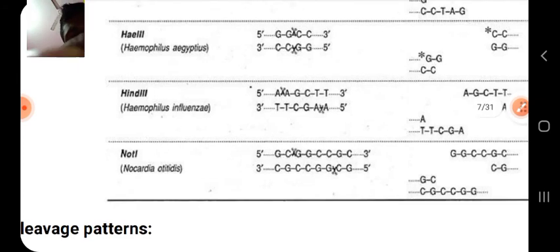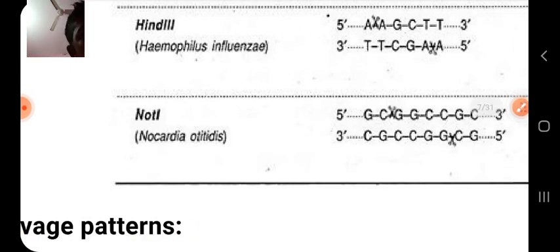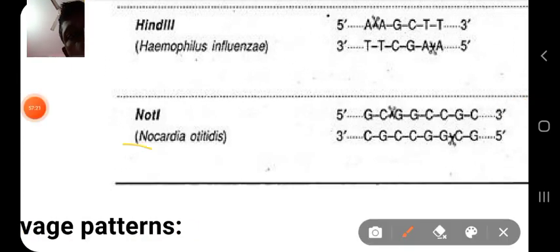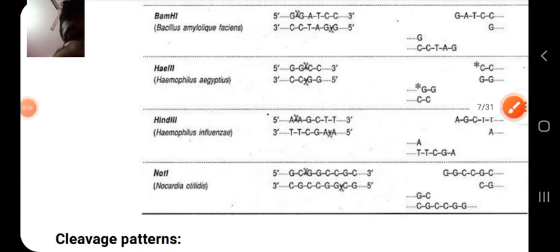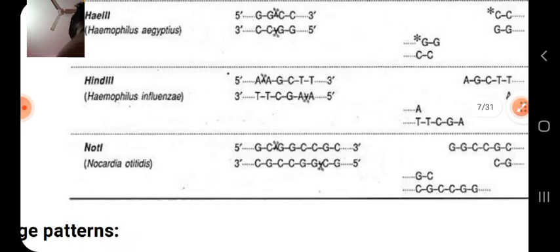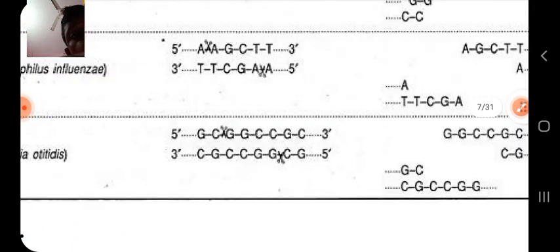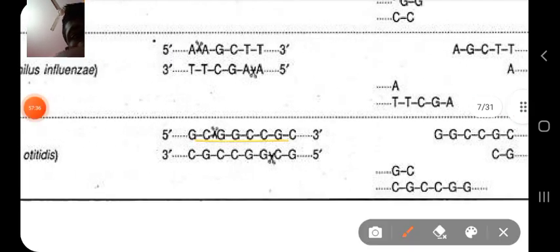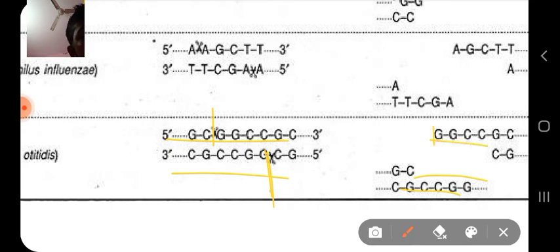NotI. It will be NotI because the name of the organism is Nocardia otitidis, and it recognizes this so much larger sequence, GCGGCCGC. Only GC it identifies actually, and cleavage occurs between C and G in both the strands, thereby producing sticky ends, having the overhanging end at the extreme point.